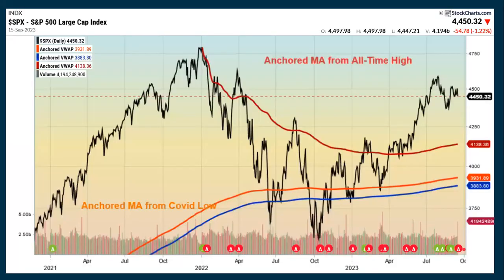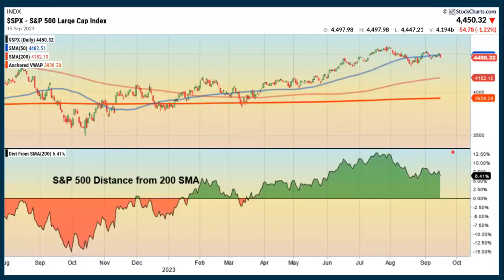Then we want to measure how far away we are from this anchored moving average, which goes back to the all-time high. Price is up here, the anchored moving average is down here, so we're still very far away from that. We also want to know, are we above or below the 200-day simple moving average? We're still above it, even though we've been coming down lately.